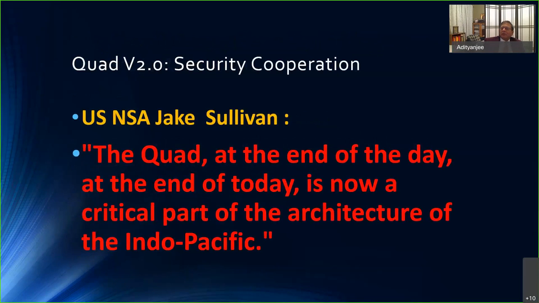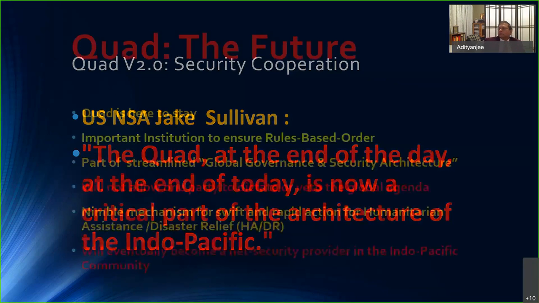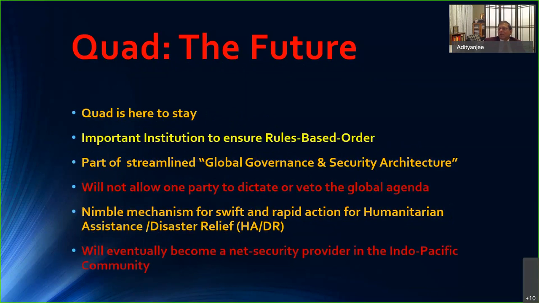But there is something between the lines. On March 12th, the NSA of the United States, Jake Sullivan, said the Quad, at the end of the day, is now a critical part of the architecture of the Indo-Pacific. The statement is being made that Quad is here to stay. It's not going to go away. It cannot be wished away. It has become an important institution to ensure a rules-based order in the Indo-Pacific.